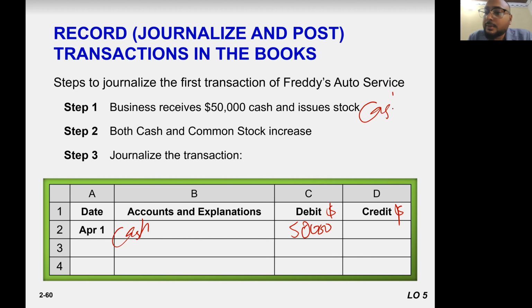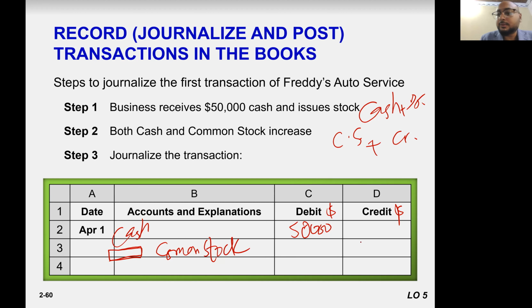Which one is credited? Then you write down the common stock, but with a space here. You should give at least six spaces or one tab. You write down common stock. It is credited 50,000. You see, all the debit is equal to all the credit. 50,000 is equal to 50,000. Right? So the journal entry is balanced.